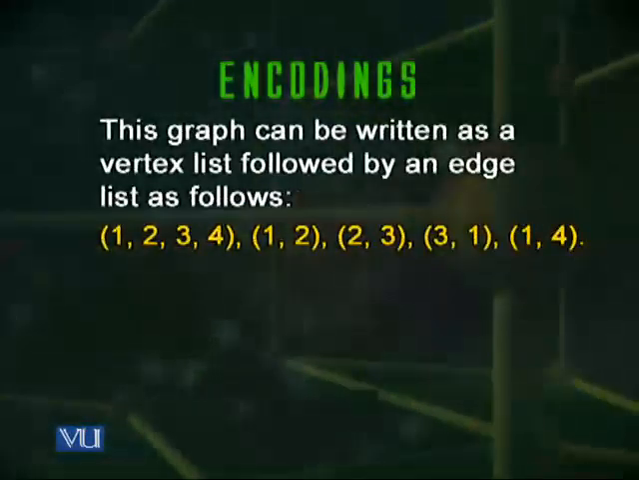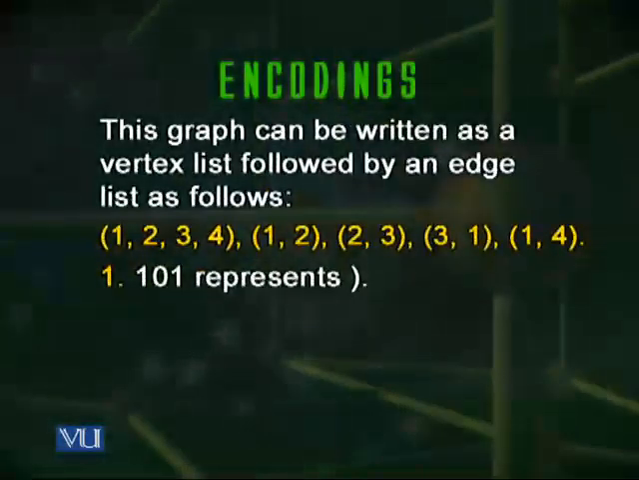So the linear representation of this graph becomes 1, 2, 3, 4 followed by the pairs (1, 2), (2, 3), (3, 1), (1, 4). This linear representation can be easily converted into a string of zeros and ones via encodings. Let's see how this is done.